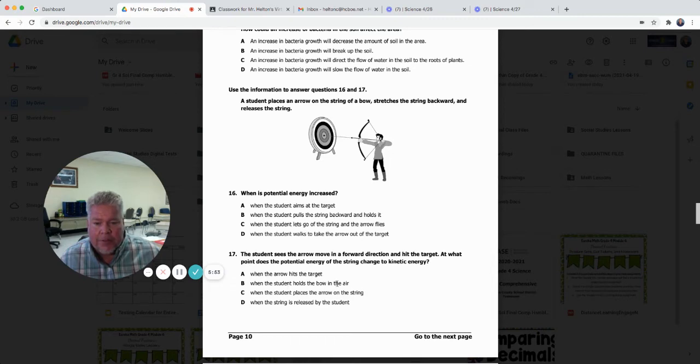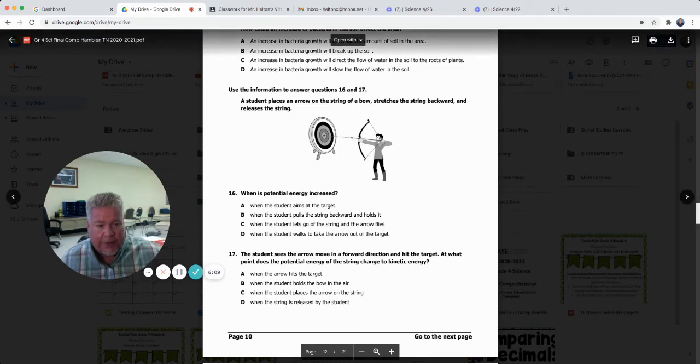When the student holds the bow in the air, no. When the student places the arrow on the string, no. When the string is released, that's when it starts moving, right? So 17 would be D. Kinetic energy is the energy of motion. So when you release that string, the arrow is going to move.